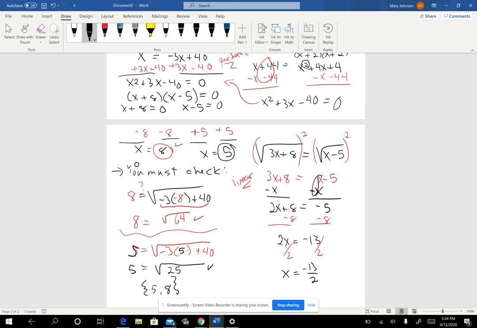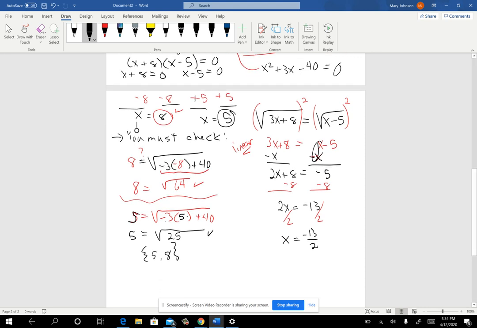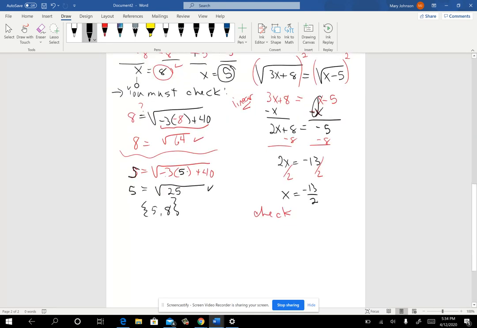Okay. Now we would still have to check our answer. And so when we plug this in to do our check, we wind up on this one with 3 times negative 13 over 2 plus 8, and we want to know if that's equal to, over here, the square root of negative 13 over 2 minus 5. And so when you check them, you wind up getting kind of a strange result, but you get the same negative number underneath on both. So it actually does make the two sides equal.